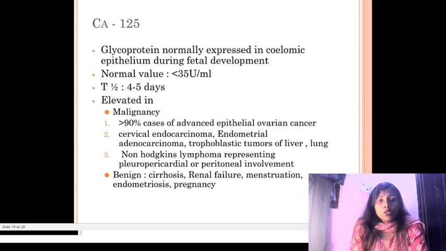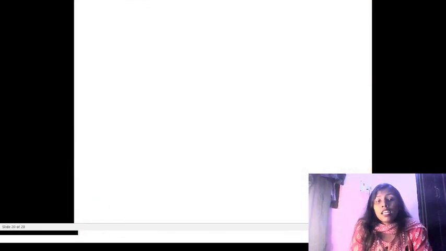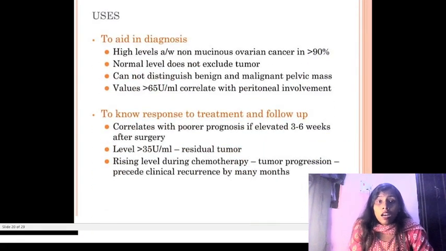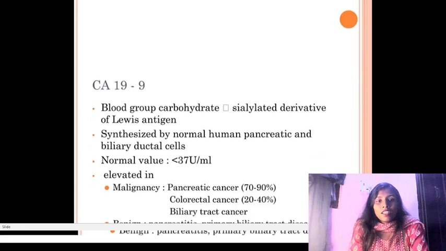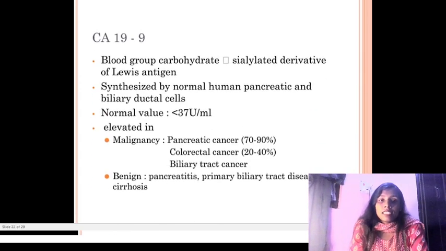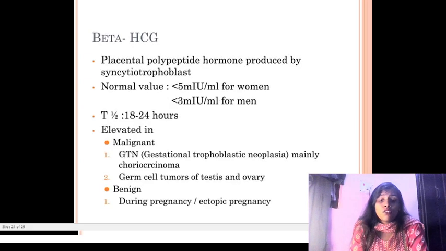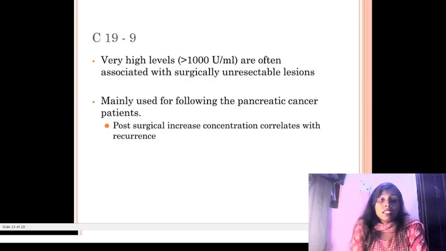Next is CA125. We usually see CA125 in people who have ovarian cancer. In those cases you will see an increased level of CA125. Let us see CA19-9. CA19-9 is usually increased in people who have pancreatic cancer and so on.